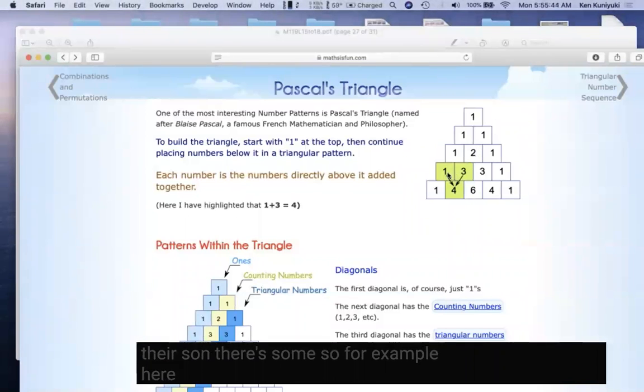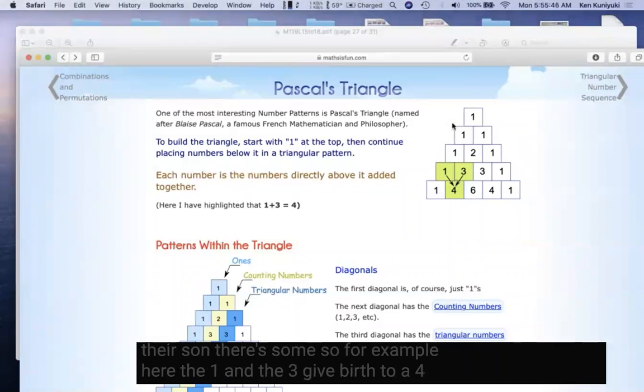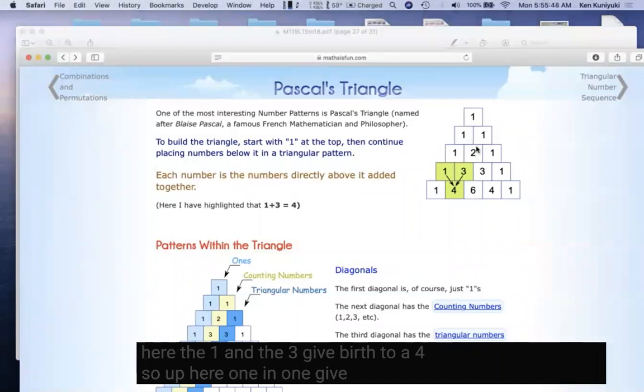So for example, here, the 1 and the 3 give birth to a 4. So up here, 1 and 1 give 2. Over here, 1 and 2 give 3. 2 and 1 give 3. And then here, 1 and 3 give 4, as they show. 3 and 3 give 6. 3 and 1 give 4.